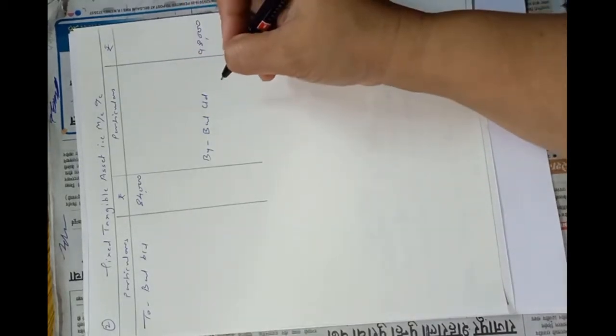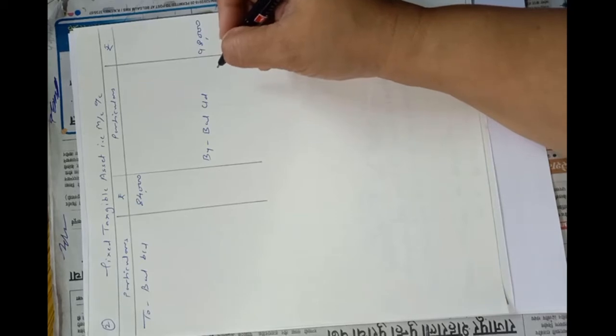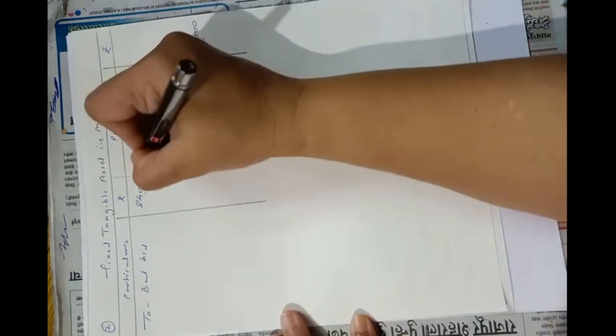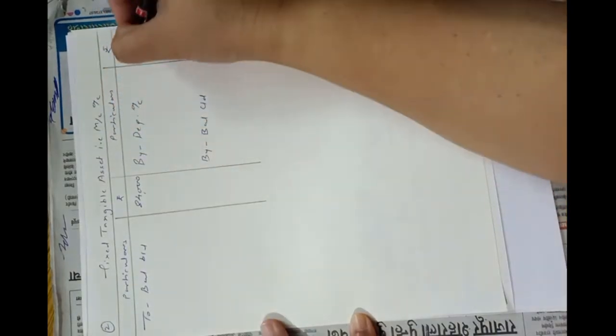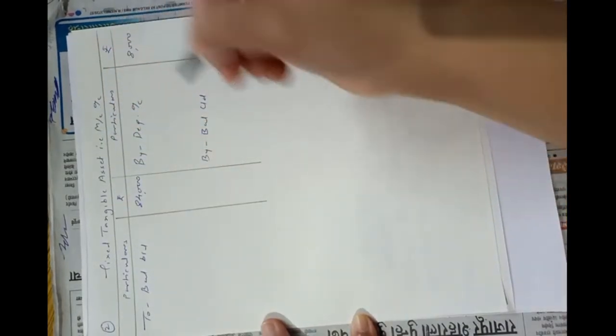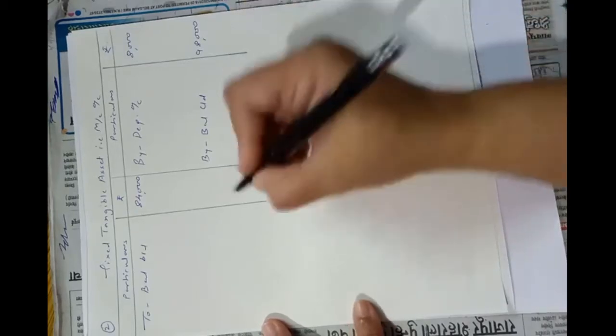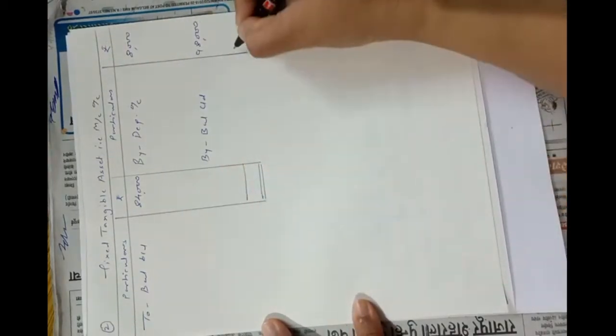Okay, now see the adjustment. Depreciation provided on tangible asset, that is machinery, during the year rupees 8,000. So depreciation is given, so by depreciation account 8,000.